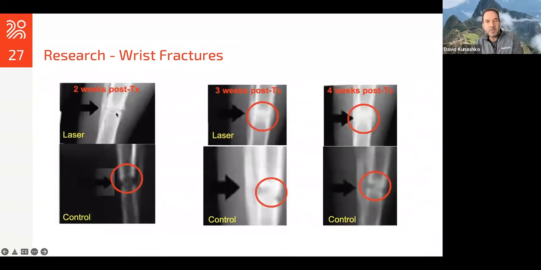So 2 weeks post-fracture, you can see the laser treatment group and the control treatment group. Right away, you can start to see after 2 weeks, the callus formation doing much better than the control. Then at 3 weeks, you can see the white area is where the callus is compared to one of the control rabbits. You can see still quite a bit of gapping and not really great callus formation. And at 4 weeks, you can see near complete callus formation. And in the control, you can still see that there's gapping there. So it's not healing nearly as quickly.